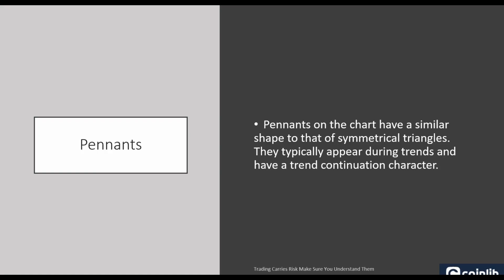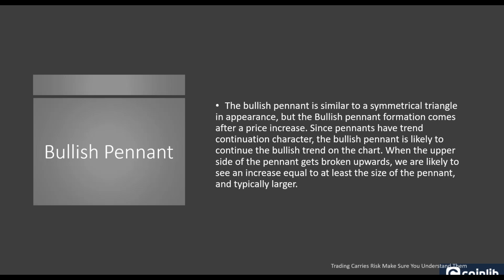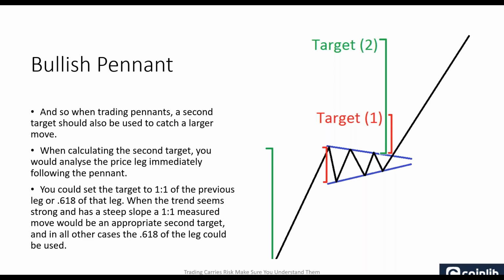Then we also have pennants. Pennants are true symmetrical triangles. Pennants on a chart have a similar shape to that of a symmetrical triangle. They typically appear during trends and could maybe possibly now and then have a trend continuation character. A bullish pennant is similar to a symmetrical triangle in appearance. You set your targets the same.